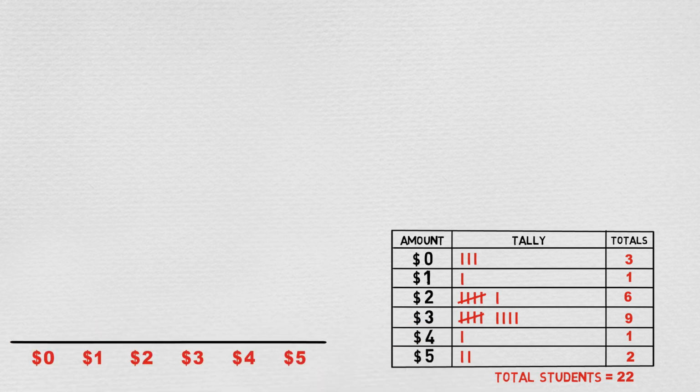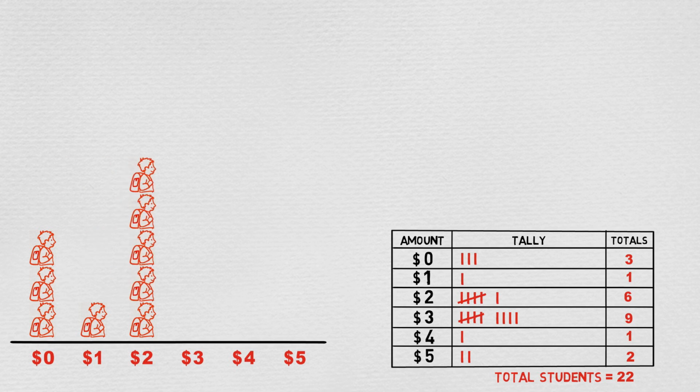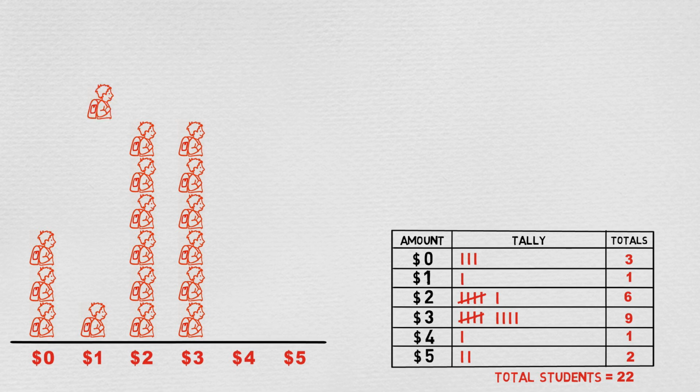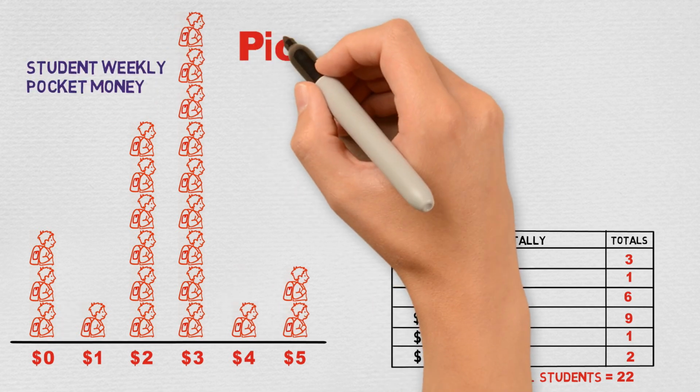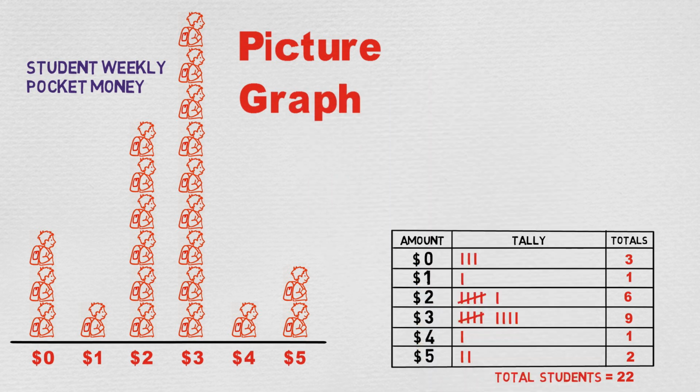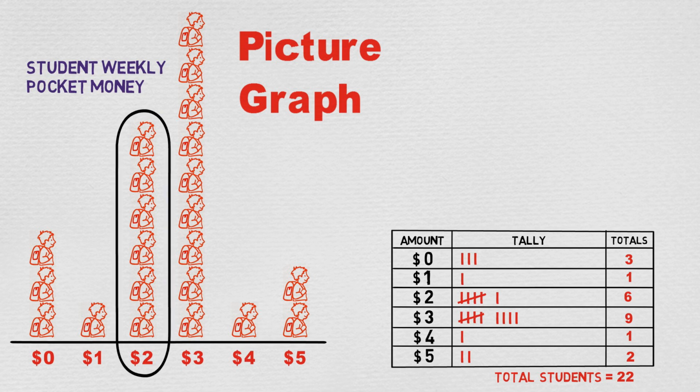This is called a picture graph, she said, because it uses a picture to represent the data. In this case, the number of pictures in each column shows us how many students receive the amount of pocket money shown below it. For example, there are 6 pictures above the $2 amount because 6 students receive $2 per week pocket money.